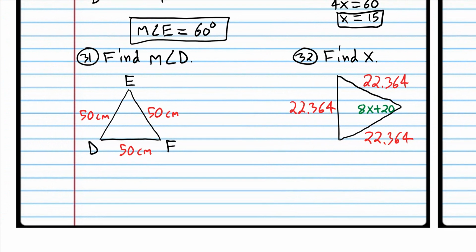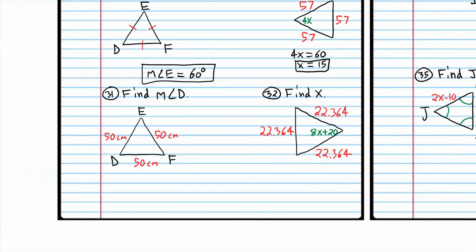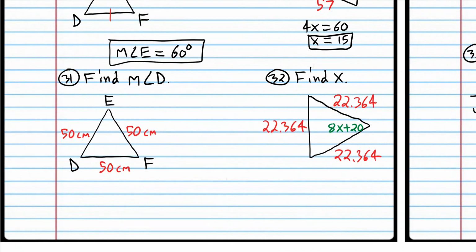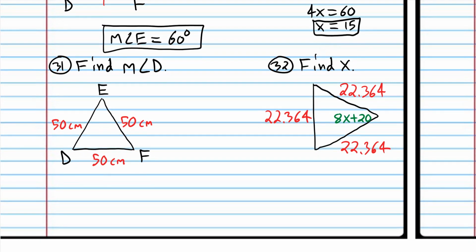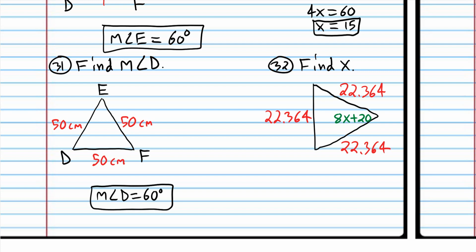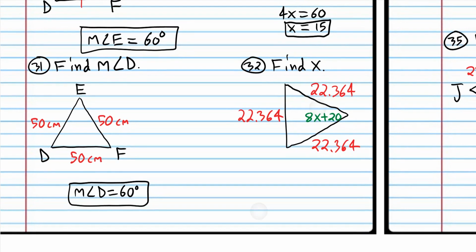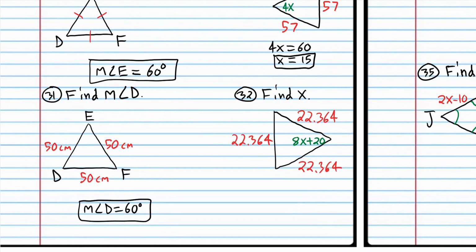Now we're looking for the measure of angle D. We can see that this is an equilateral triangle. Why don't you go ahead and try number 31. We can see it's an equilateral triangle, so you can easily find the measure of angle D. When you come back, we'll do it together. All right, we're back. Measure of angle D is equal to 60 degrees. Because it's equilateral, it must be equiangular, and because it's equiangular, all the angles must be 60 degrees. Try number 32, and when you come back, we'll do it together.